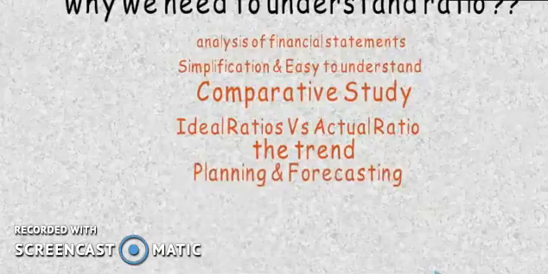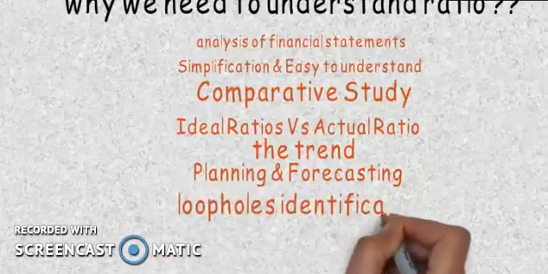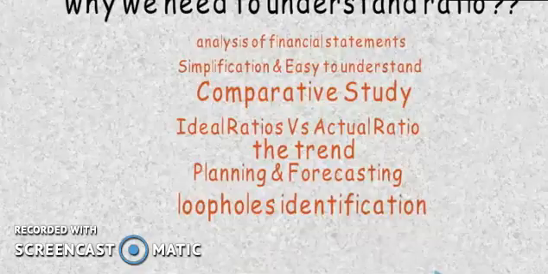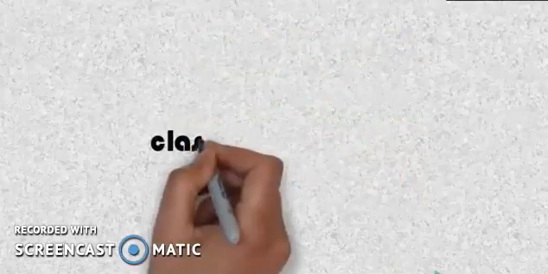Then there is planning and forecasting, because we can set standards and do planning, and it also helps in loophole identification. As different ratios tell us about different aspects of a company's financial health, they help in identifying the particular loophole which is not performing well. So these were some of the advantages of ratios.